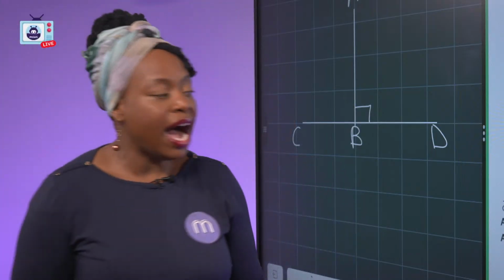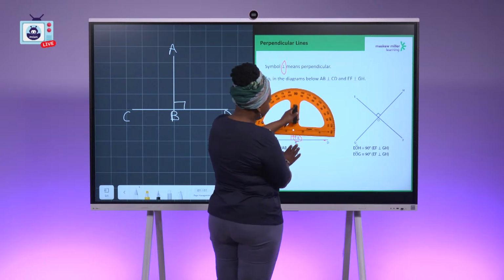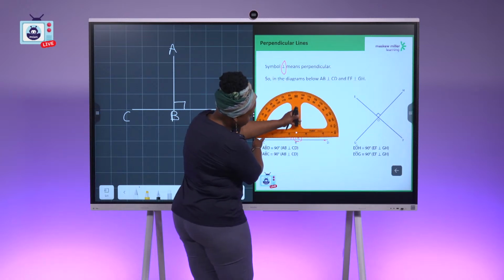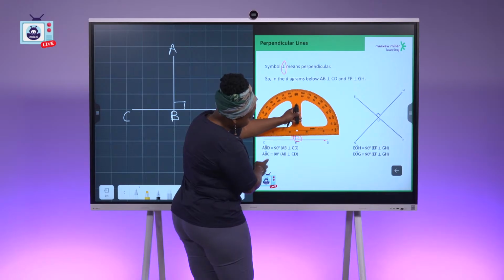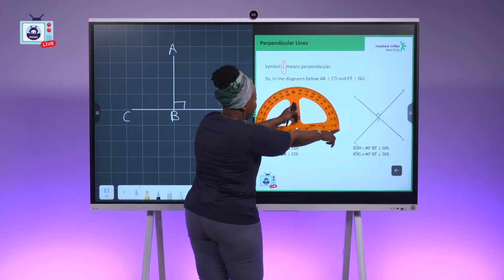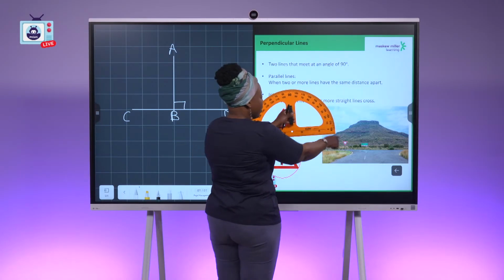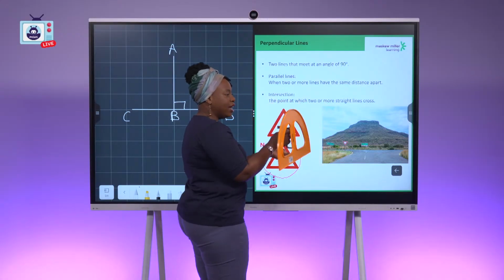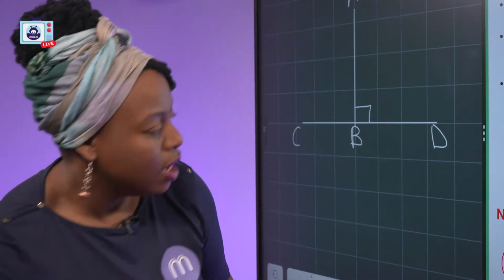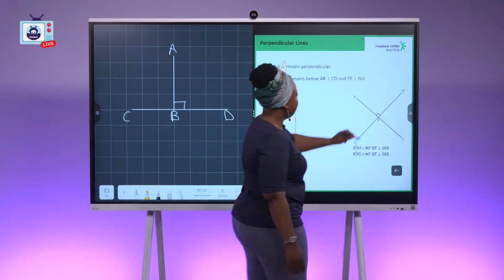Let me show you how that is possible. If I have a straight line like this one, and I put my protractor there, you can see that it starts from 0, and when I reach the end, it gives me 180 degrees. So that is how we are saying that the angles on a straight line, when you add them together, are always going to give us 180 degrees.